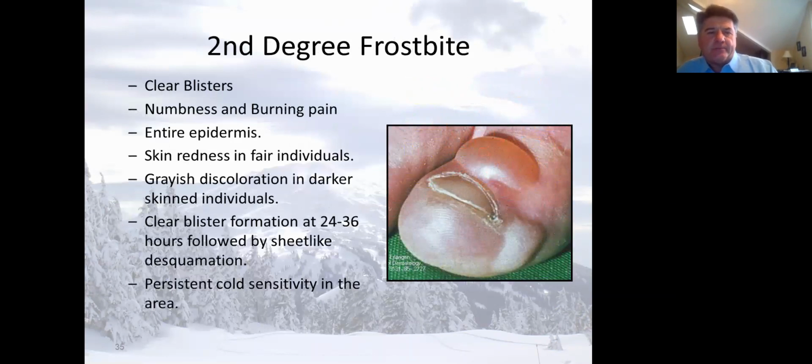Second degree frostbite, these are the clear blisters. There's some numbness and burning pain. The entire epidermis is affected. You get skin redness in fair individuals. You get grayish discoloration in darker skinned individuals. So if you have a black patient, their skin actually becomes gray or whitish gray. It's a clear blister, and it usually forms 24 to 36 hours after the exposure. And there's persistent cold sensitivity in that area.